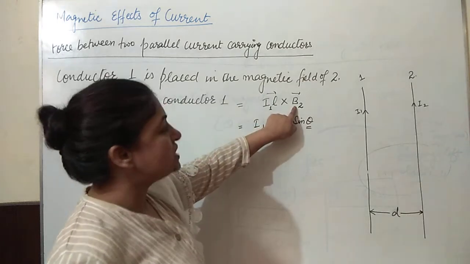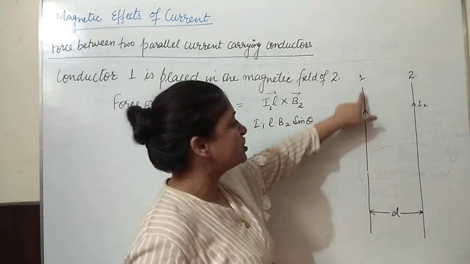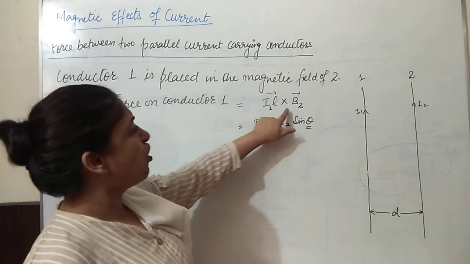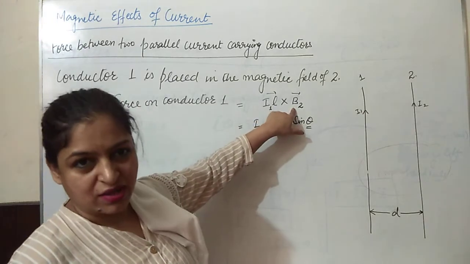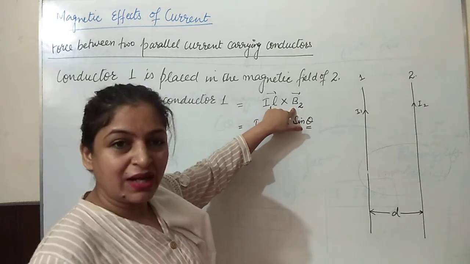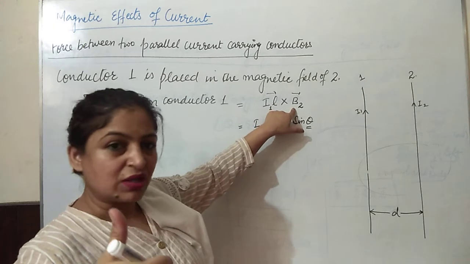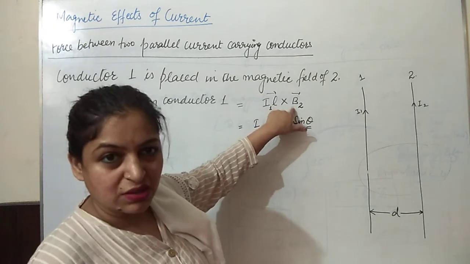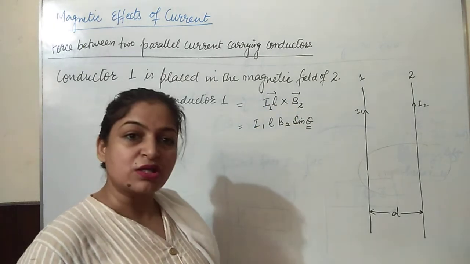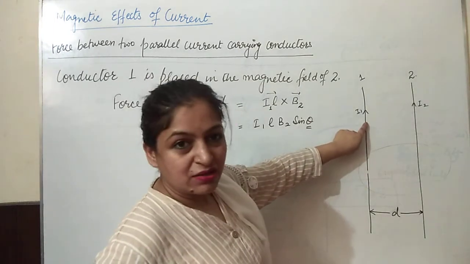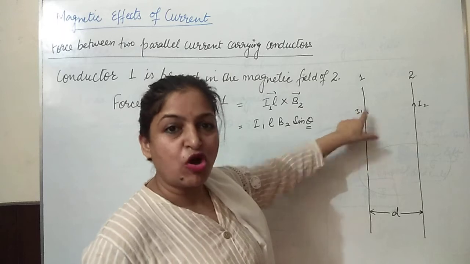First, I have to see the direction. The direction of current I1 is upward. What is the direction of B2? That I want to check. I will use our right hand thumb rule: curl your fingers and keep your thumb in the direction of the current, and this method will give you the direction of the magnetic field.